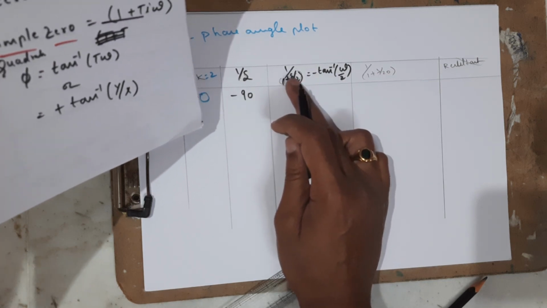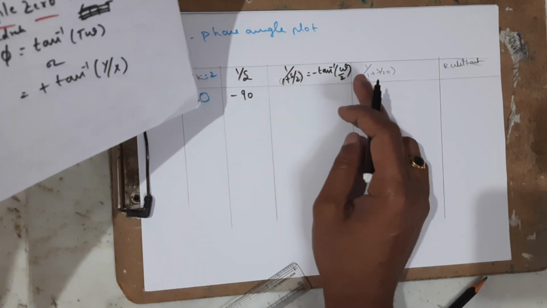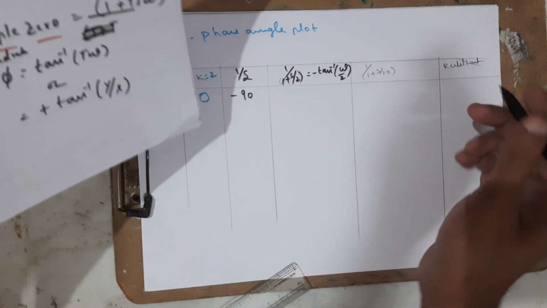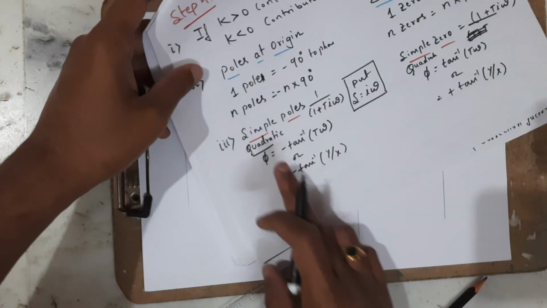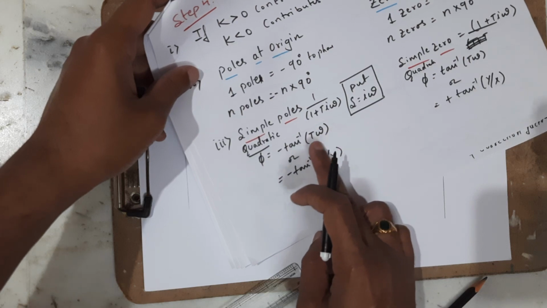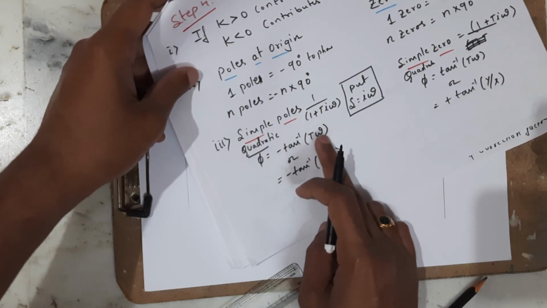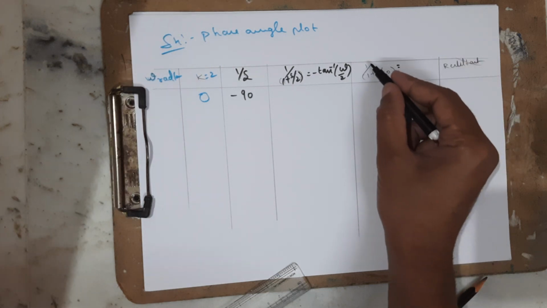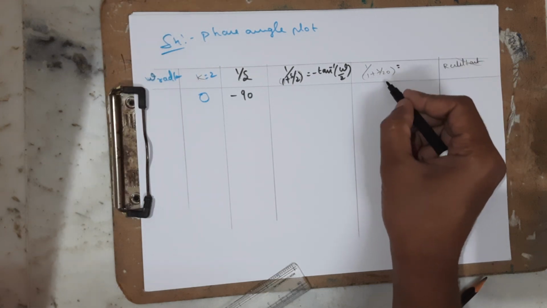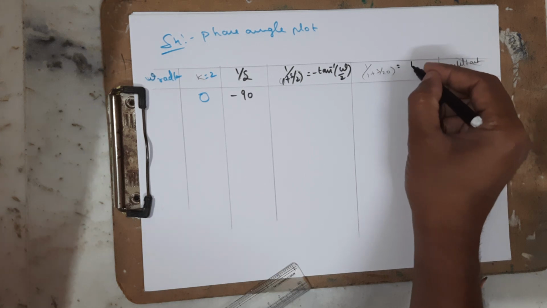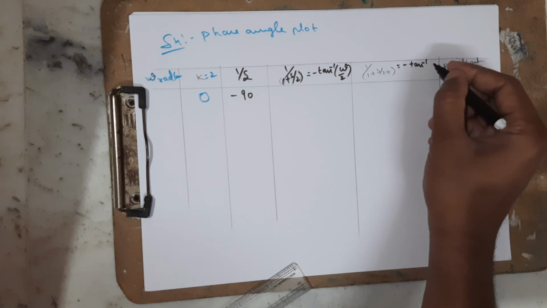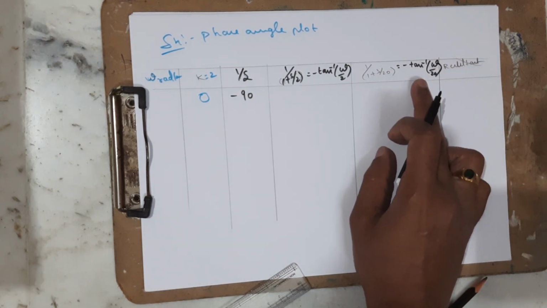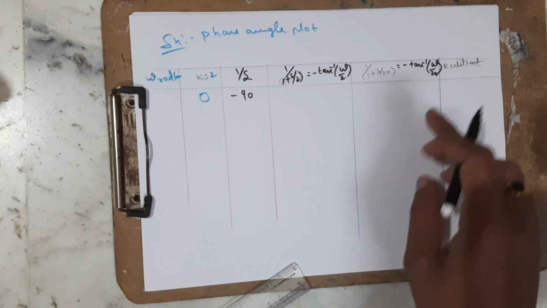Instead of s we write j omega, so that will be omega by 2. In the same way, minus tan inverse of T omega, where T here is 1 by 2. Next we have another simple pole, 1 by 1 plus s by 20. This will be minus tan inverse of omega by 20. This is the contribution to the phase angle plot.